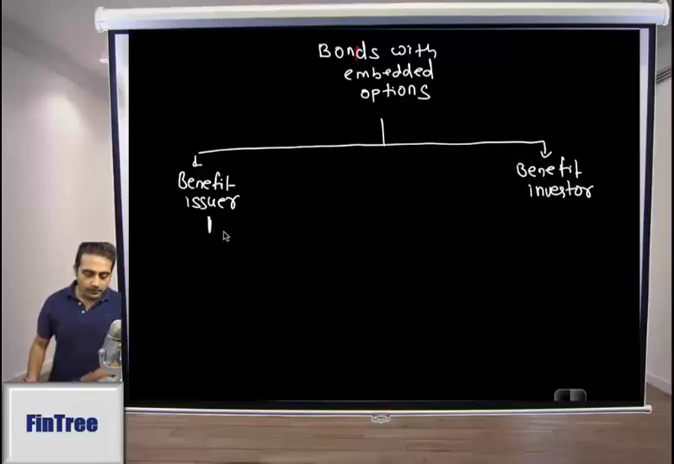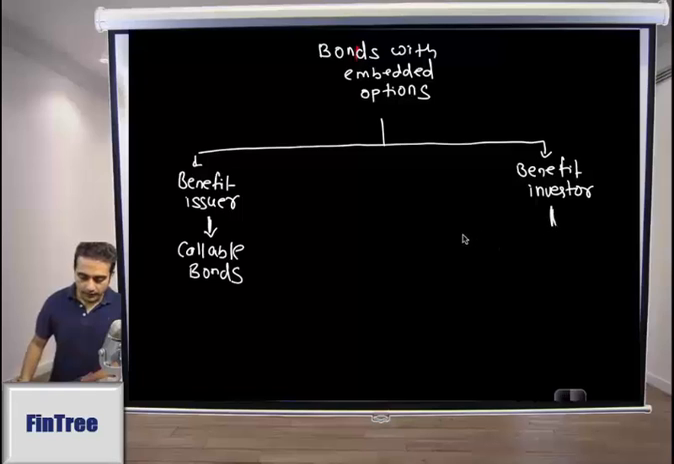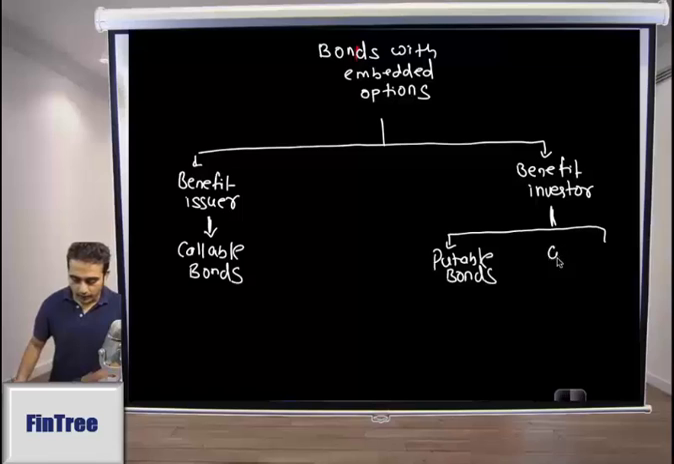The ones which benefit issuer, in this category we can put callable. Are you sure? Should we put callable here? Yes. So callable bond. So callable bonds would go into this category. And the ones which benefit investors, we can have either putable bonds or we could also have convertible bonds.